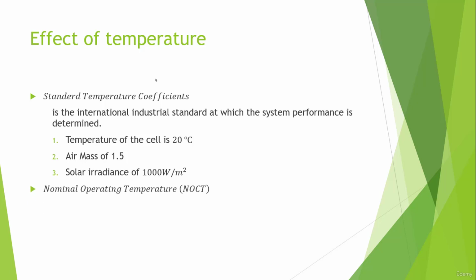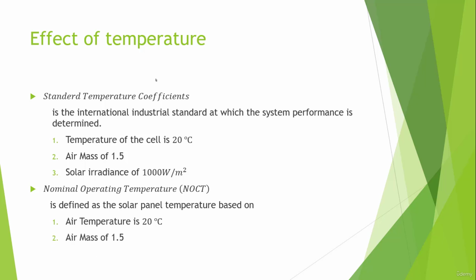The second parameter is the nominal operating cell temperature, or NOCT. It is basically defined as the solar panel temperature, and is determined based on three things: the air temperature, or the surrounding temperature to the cell, is 20 degrees, an air mass of 1.5, and solar radiation on the solar cell of 800 watt per meter square.